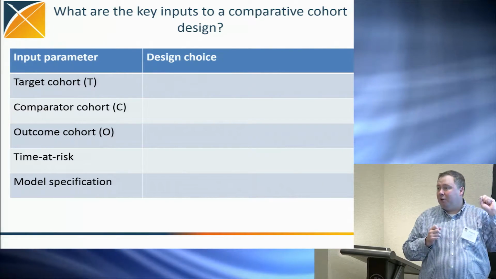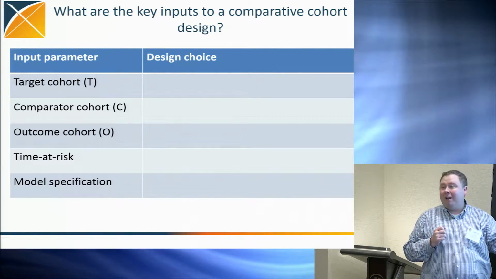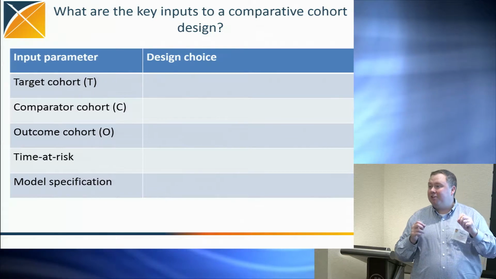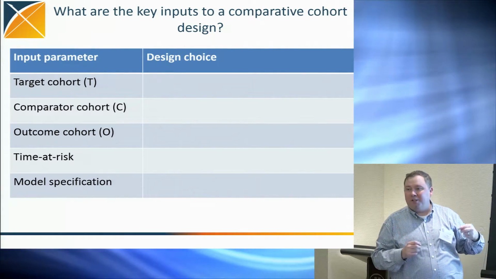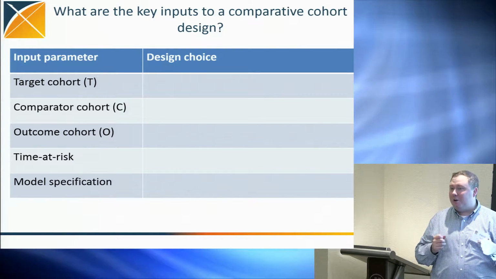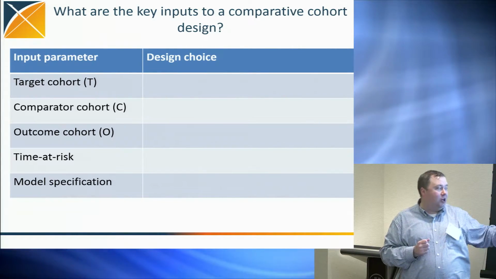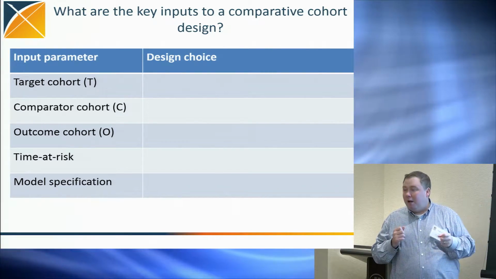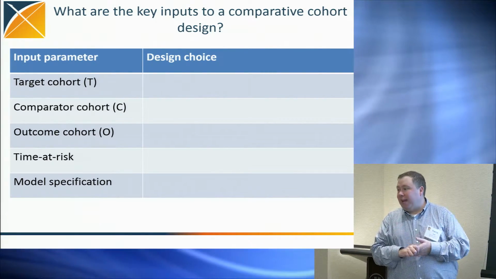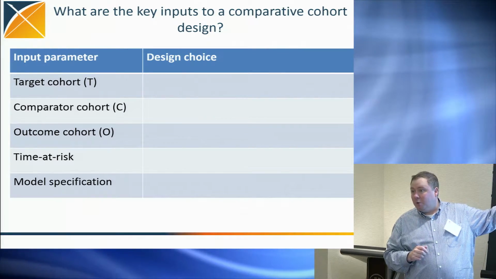Once you have defined those 3 cohorts, we're going to talk about a time at risk. That is going to be the time that members of your target and comparator cohort would be at risk for then appearing in your outcome cohort. And then we're going to define a model specification, which is going to be what research question you're going to answer given that you've got these cohorts.